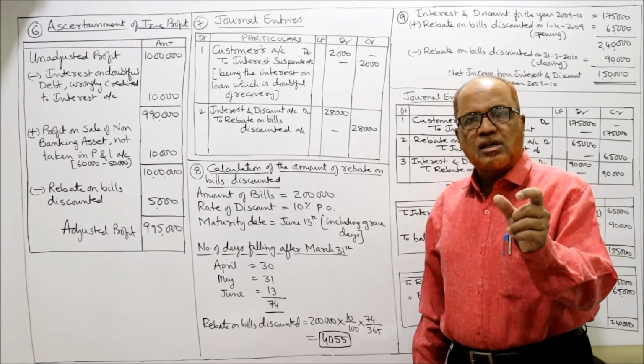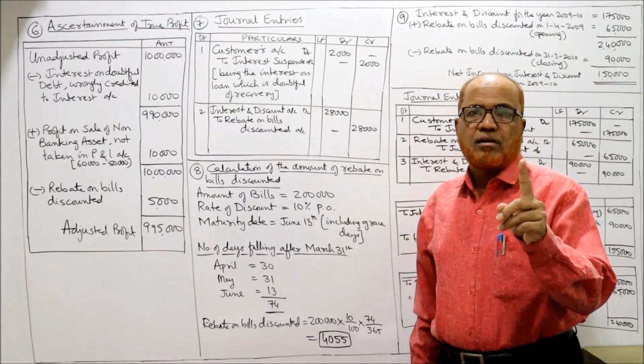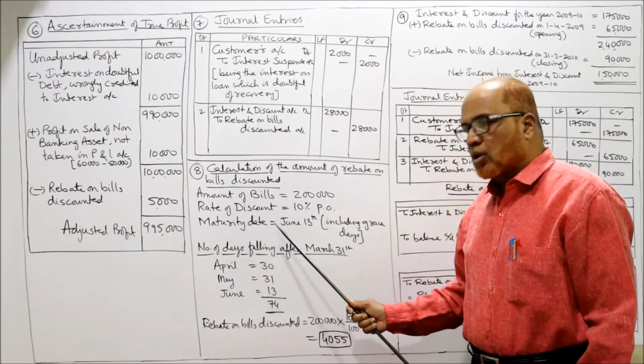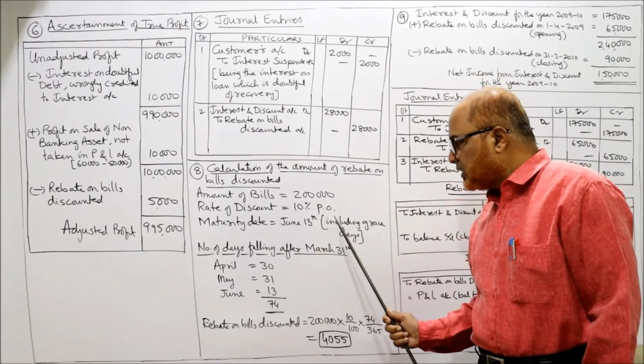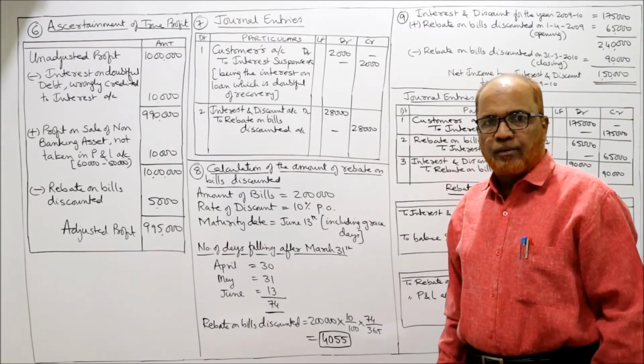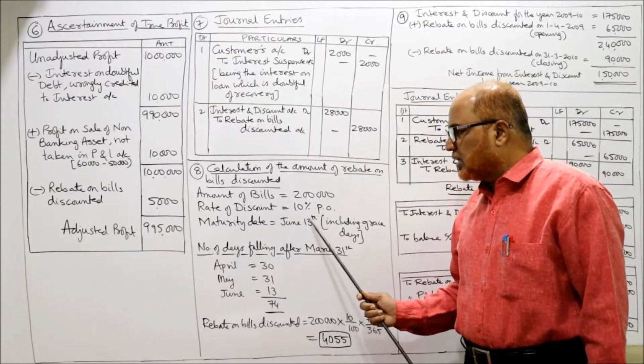So 20,000 is the discount, but it is given per annum. Per annum means for 1 year. We don't require it for 1 year. The bills are going to mature on June 30th, including grace days. 3 grace days are already added. So after including grace days, the maturity date is June 13th.